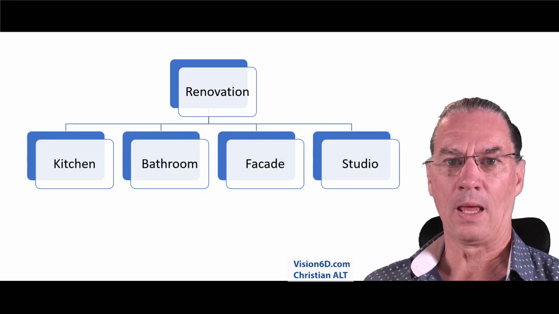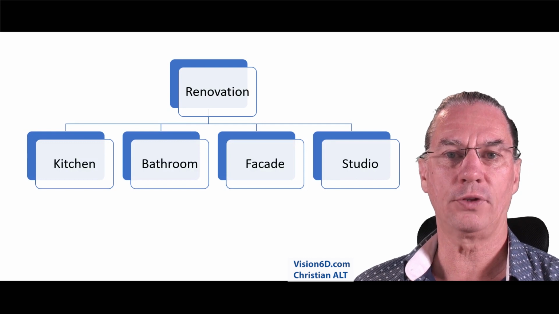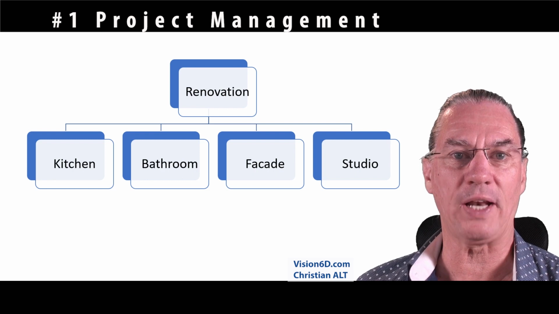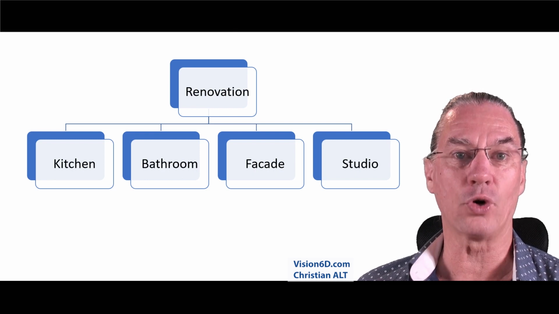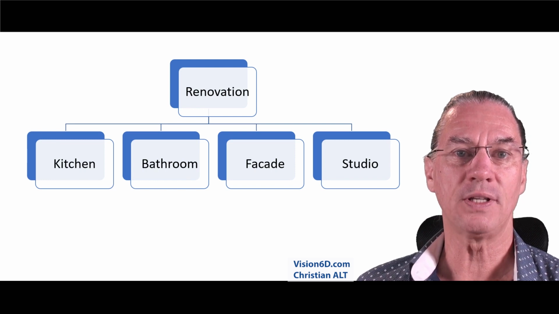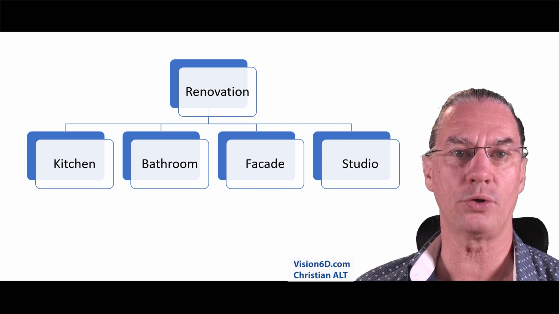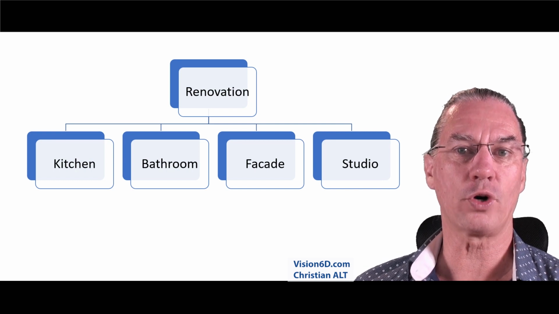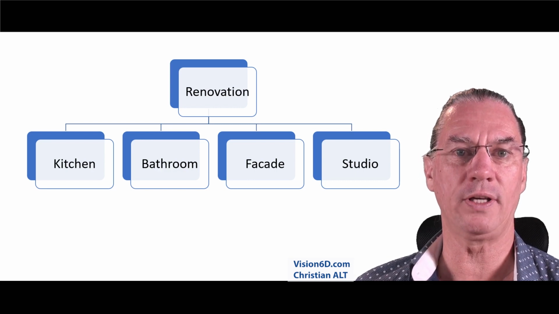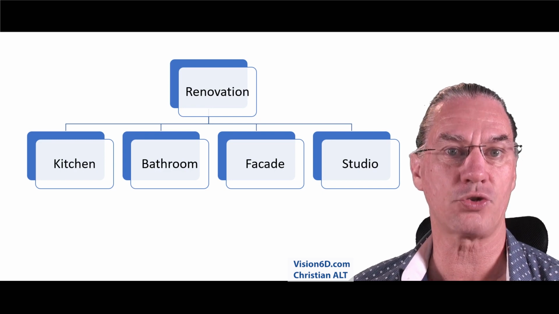So you see here I have a first decomposition of the project. The project itself is called renovation. It's the top level. And then I have the four elements: the kitchen, the bathroom, the facade, and the studio. This is already a decomposition of the renovation project in four sub-parts. And this is already a second level of WBS, the work breakdown structure.